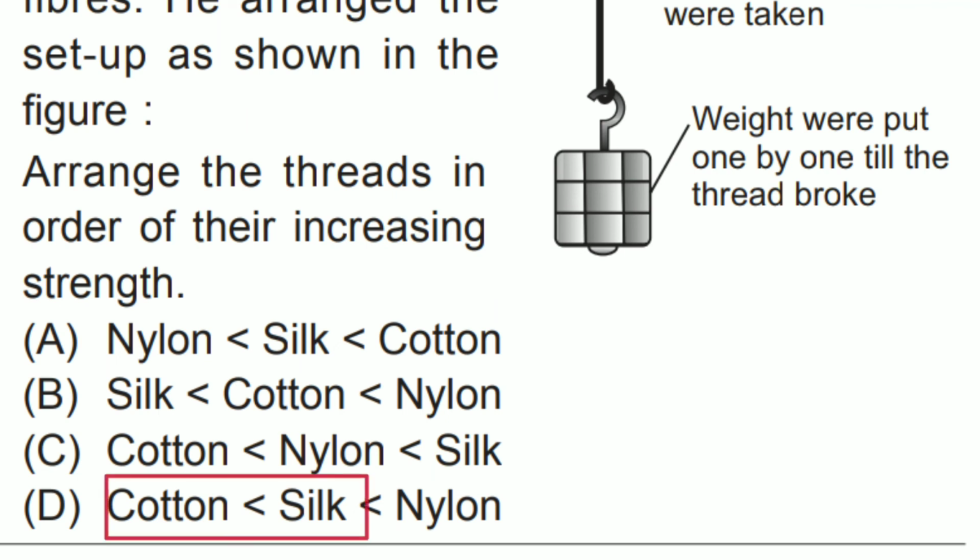Both silk and cotton are natural fibers. Silk is stronger than cotton because cotton is largely affected by moisture. So option D is correct. Nylon is strongest. Silk is stronger than cotton.